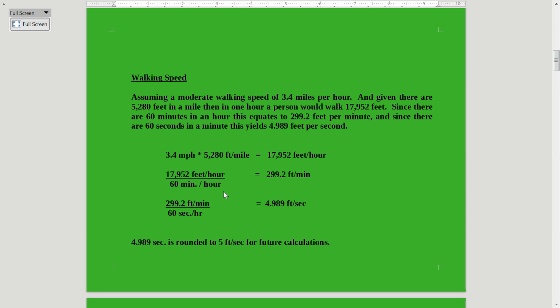And I like seconds because sound, in this example we're using 1,000 feet per second for sound, which equates out to 1 foot every 1,000th of a second, or every 1 millisecond. Okay?